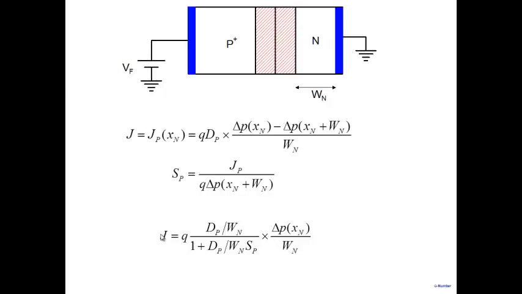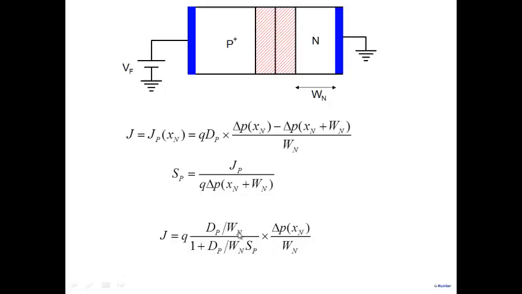Now the issue is, I will never get a contact with Sp equal to infinite. But do I really have to have Sp infinite for a contact to be considered ideal? When can you consider the contact to be ideal? Look at this expression. If I had Sp equal to infinite, it would have become q Dp by Wn times delta p at xn by Wn. Sp going to infinity means this term becomes negligible. Now, it doesn't have to go to infinity. Sp has to be much, much larger than Dp by Wn.